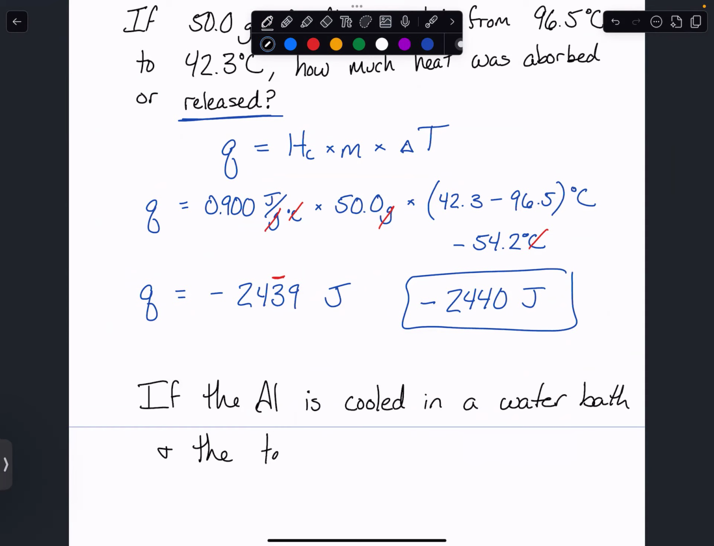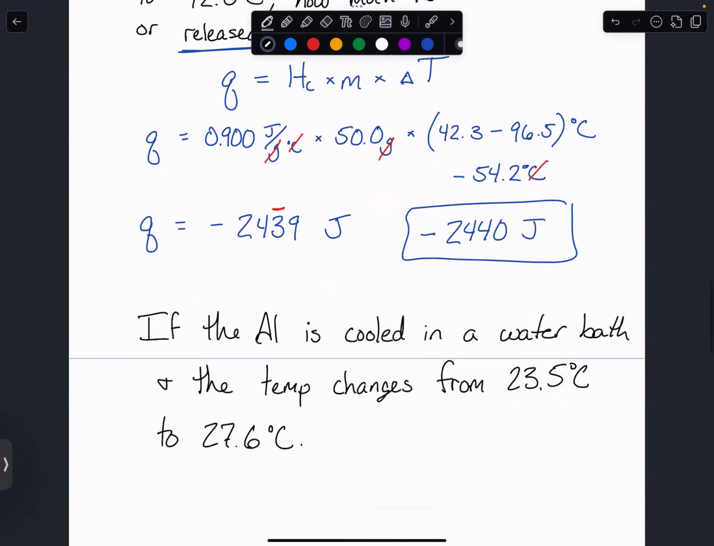and the temperature changes from 23.5 degrees Celsius to what? Is my temperature going to go up or down? It's going to go up to 27.6 degrees Celsius. Let's ask, what is the mass of water in the bath?